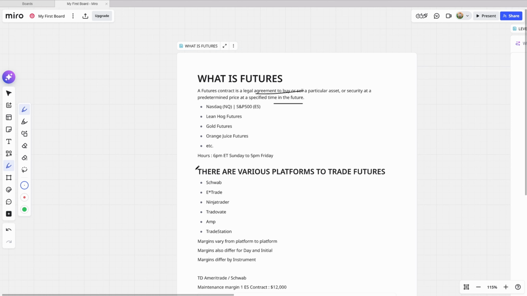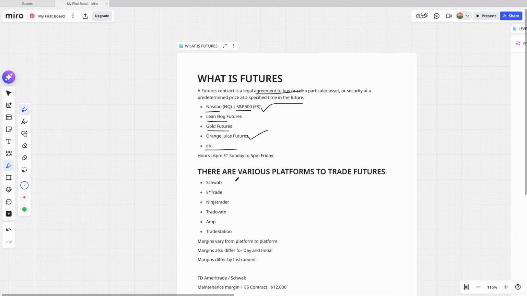Understanding what you're trading is important. Some common examples of futures contracts include NQ and ES, which represent NASDAQ and S&P 500 futures. You also have lean hog futures, gold futures, crude oil futures, orange juice futures. There are futures contracts for almost everything you can imagine.